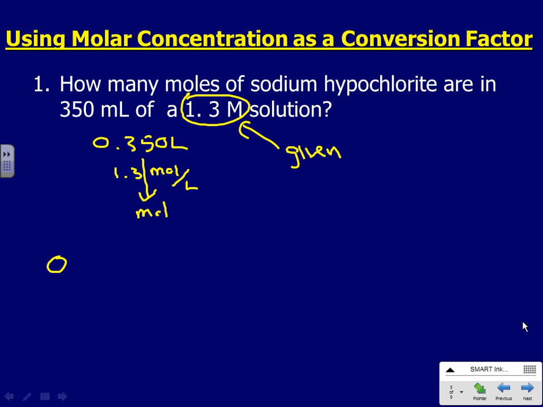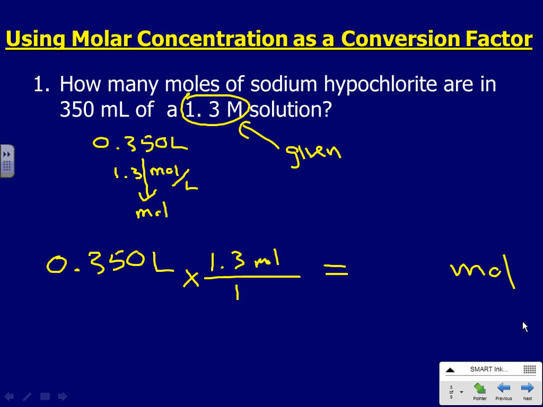Okay, so now we're ready to go just like before. I have 0.350 liters of solution. I ultimately want to get moles of that substance. How am I going to put my conversion factor in? Where's it going to go? Where's everything going to go? Yep, cool. 1.3 moles on top, 1 liter on the bottom.